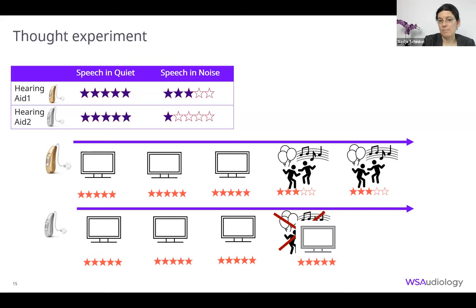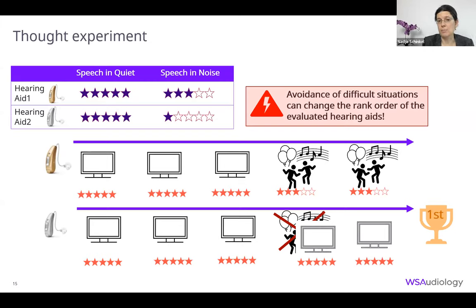The next evening, originally he was planning to go to a party, but he decides to skip it because he doesn't understand with his hearing aids. Instead, we have again TV and a 5-star rating. Then comes the researcher and counts the ratings, and we have a clear winner. The hearing aid, which by definition was worse, has better ratings than the hearing aid which was better. So avoidance behavior can really change the rank order.